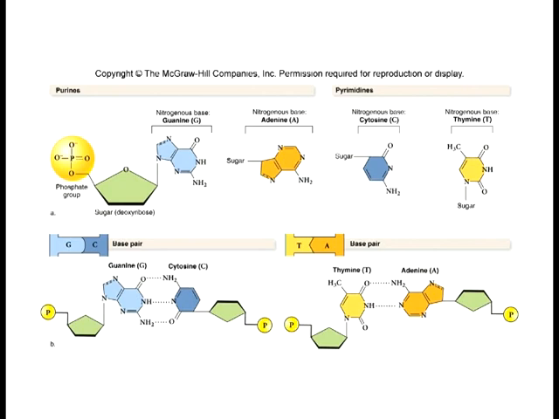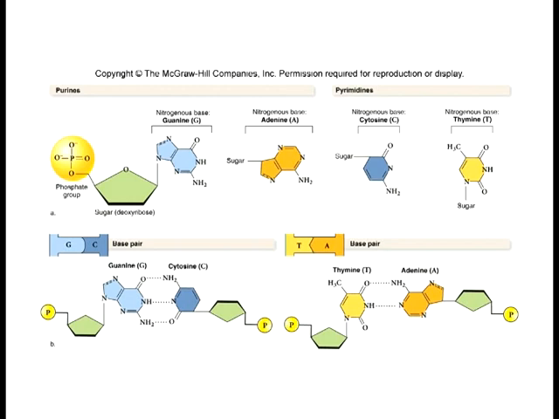Now, if it's DNA, you have a deoxyribose sugar. If it's RNA, you have a ribose sugar. That's the main difference between DNA and RNA, although there are some more subtle differences as well. Now, the nitrogenous bases, because they've got a lot of nitrogen in them, there are 4 for DNA. We call them adenine, thymine, cytosine, and guanine, A, T, C, and G.